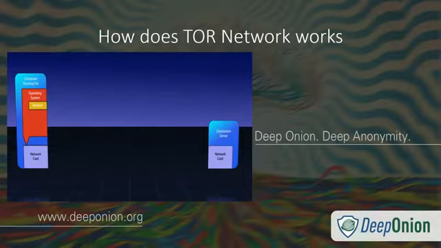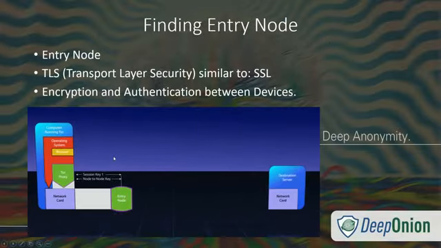So how does a Tor network work? In this example, let's take a look at a Tor supported computer and a destination server and see how the connection builds between them. First, the Tor protocol finds something called an entry node. The entry node is where your data will be entering the Tor secure network.